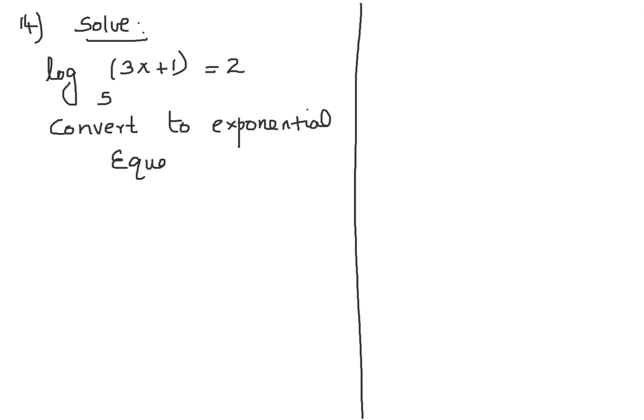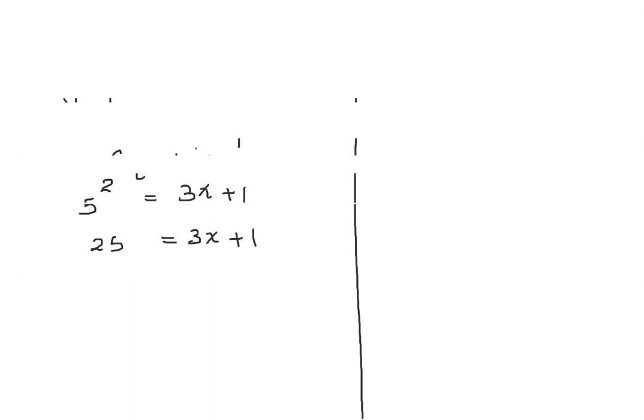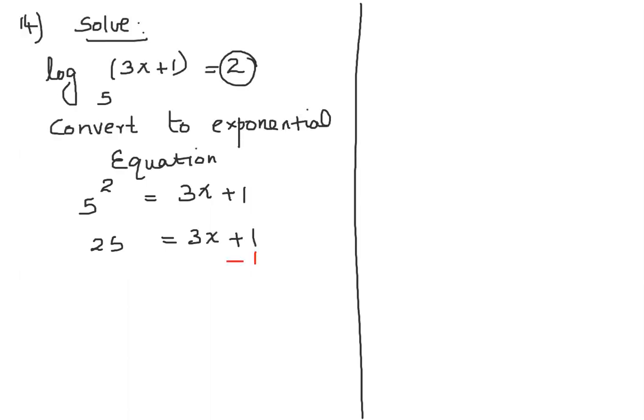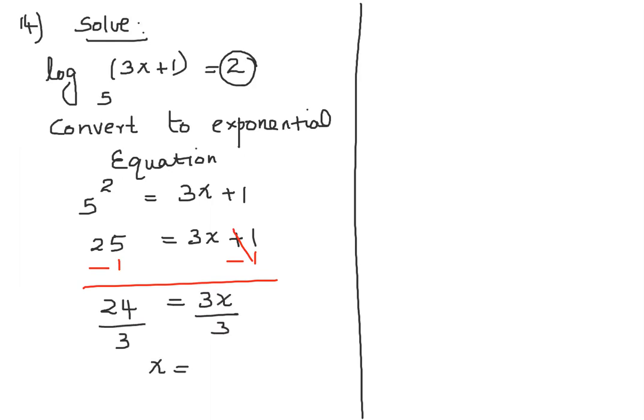Remember, we learned this one in the beginning. The base is going to be the base, and this is going to be the power. So 5 squared equals 3x plus 1. So we have converted into exponential form. We know 5 squared is 25. So now we can solve for x. We get 24 equal to 3x, divided by 3. So we get x equal to 8. Then you can plug it back and check your solution.